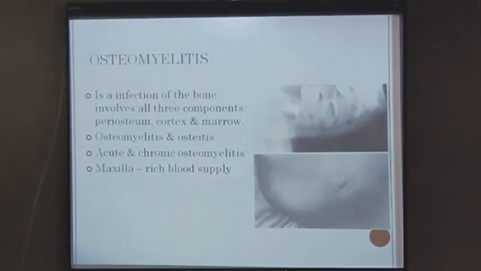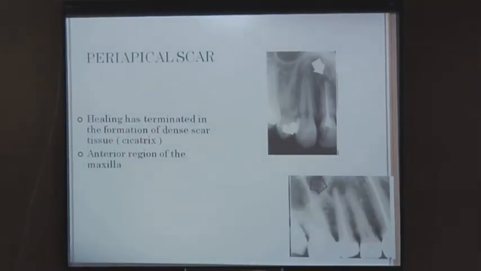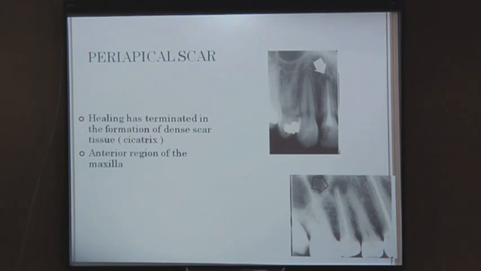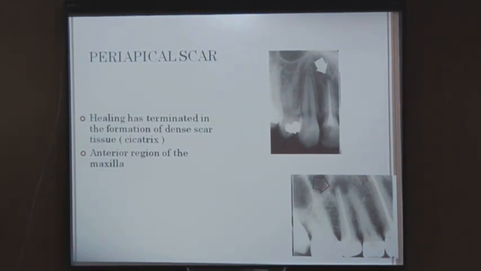The common site of your radicular cyst is incisors. Maxillary incisor is the most common site of your radicular cyst. Osteomyelitis is more common in the mandible than in the maxilla. Why? Okay, and maxilla? Maxilla bone is porous and it has a very rich blood supply, so the chance of osteomyelitis is low.